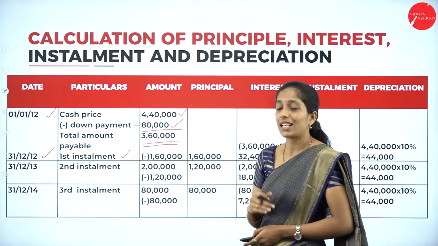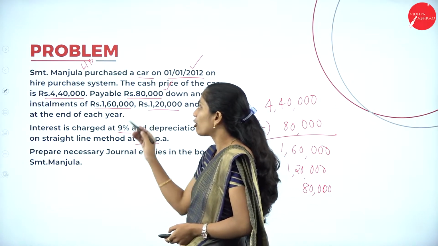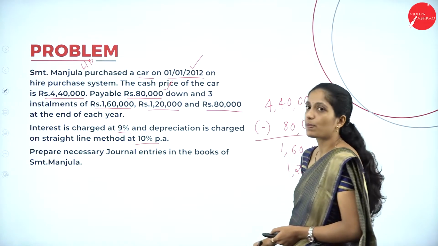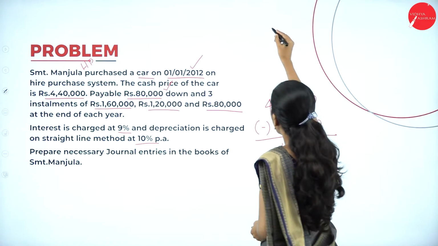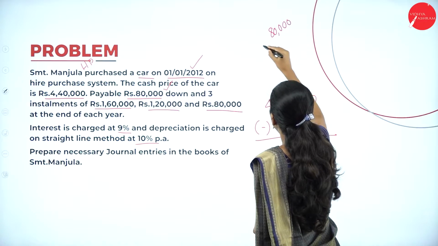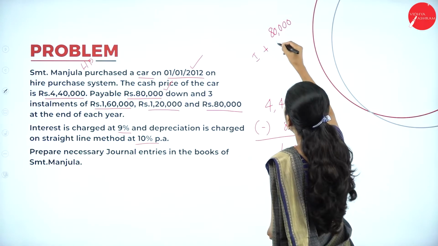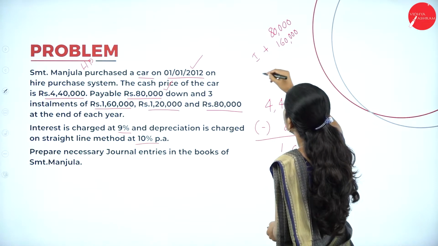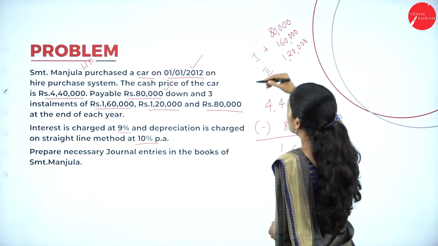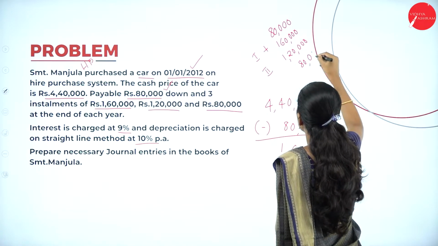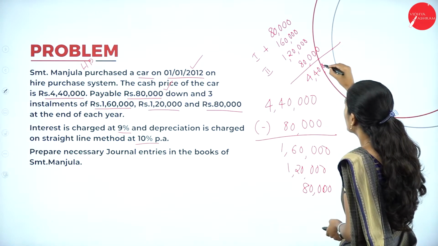Now what have they given in the question? What is the first installment? So down and 3 installments of rupees 1,60,000, 1,20,000 and rupees 80,000. Now if you add all these, down payment 80,000 plus 3 installments, which is the first installment? First installment is 1,60,000. Second installment is how much? 1,20,000. And third installment is how much? 80,000. So if you add all these, how much you'll get? 4,40,000.